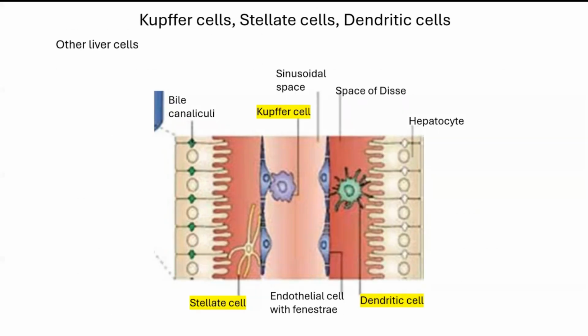So coming to other cells, there are Kupffer cells, stellate cells, and dendritic cells. Kupffer cells are the macrophages. Just notice that they are connected to the endothelial cells. They are in the sinusoidal space, and in the interstitial space, you can see the stellate cells. I'll come to what their function is. Just understand this. And there are dendritic cells, which are also in the interstitial space of Disse.